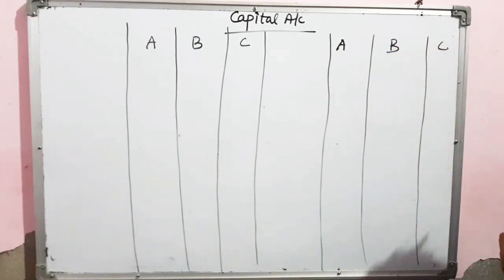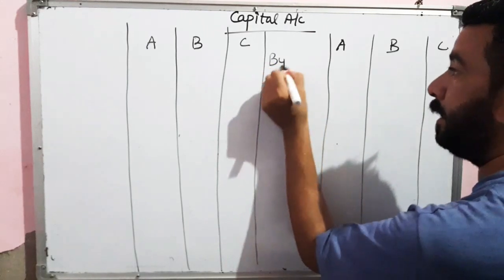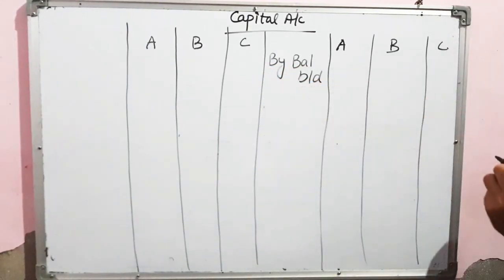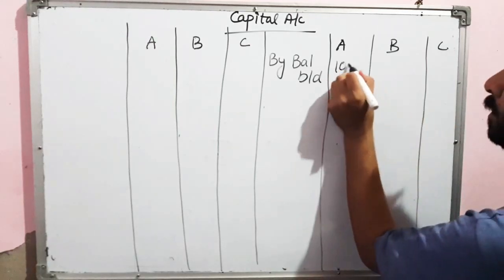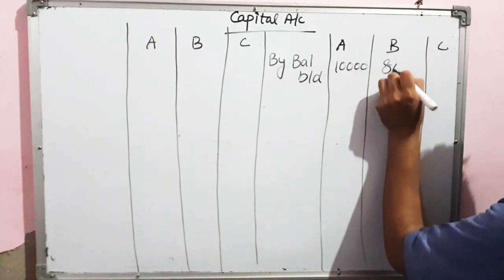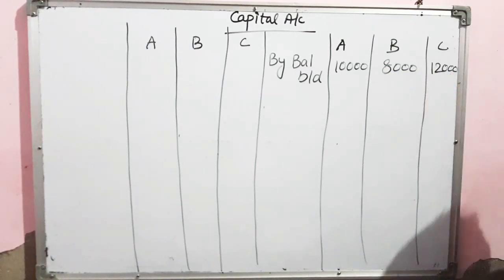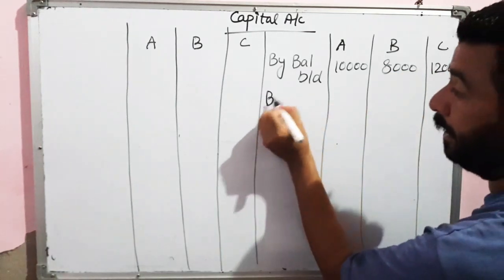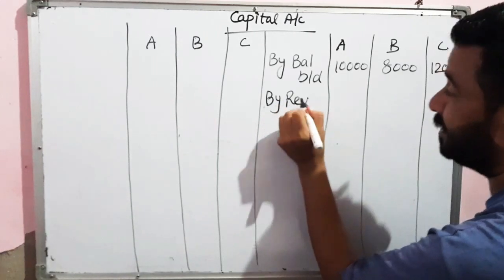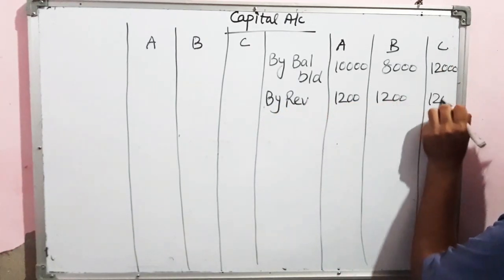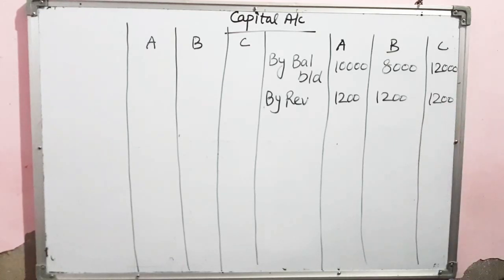The first entry, that is the balance brought down, that is the 10,000, that is given in the balance sheet, 12,000. The next entry is the revaluation profit, 1,200, 1,200 and 1,200. Clear? Next, move to the reserve fund.